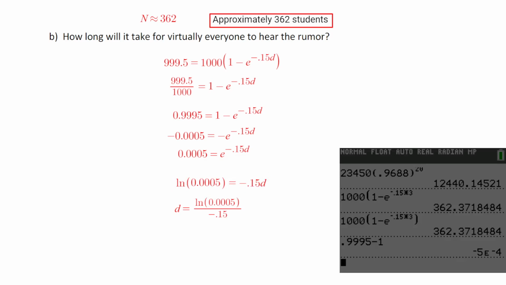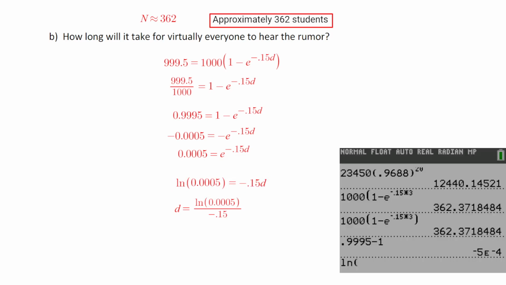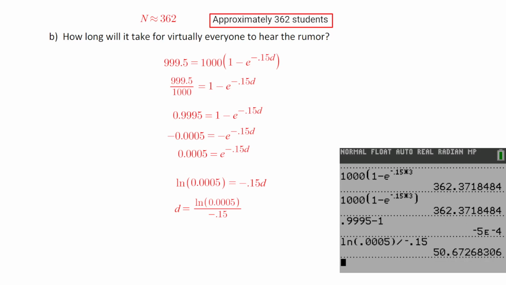0.15. Okay, so now I'm ready to use the calculator. I'm going to do the natural log of 0.0005 divided by negative 0.15. So I get about 51 days.